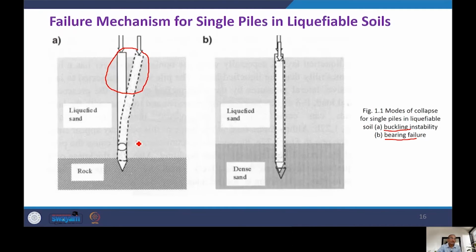So what is this? This is a plastic hinge. The plastic hinge is made at this point. All right. So there is a formation of plastic hinge in the first case, but there is no formation of plastic hinge in the second case.